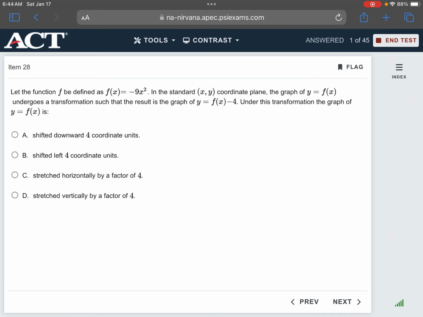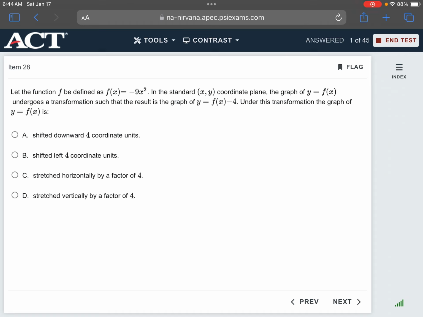All right, I think today we're going to be able to use a Desmos hack. It says, let the function f be defined as f of x equals negative 9x squared in the standard xy coordinate plane. We've seen that verbiage before. That just means our standard graphing plane that you see all the time. Then it says the graph of y equals f of x undergoes a transformation such that the result is the graph of y equals f of x minus 4.